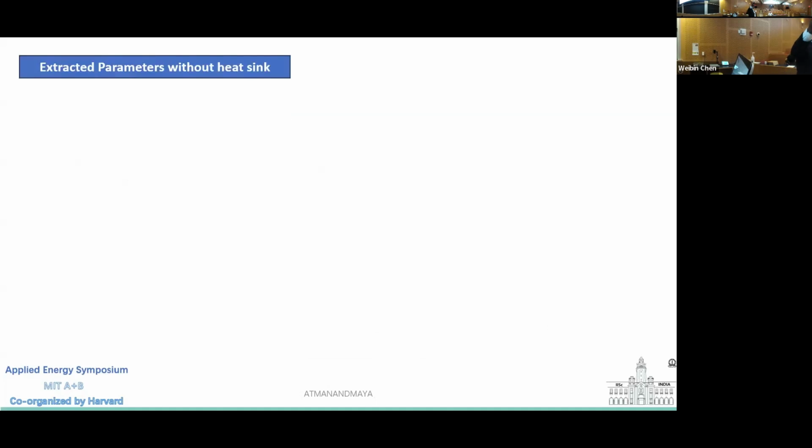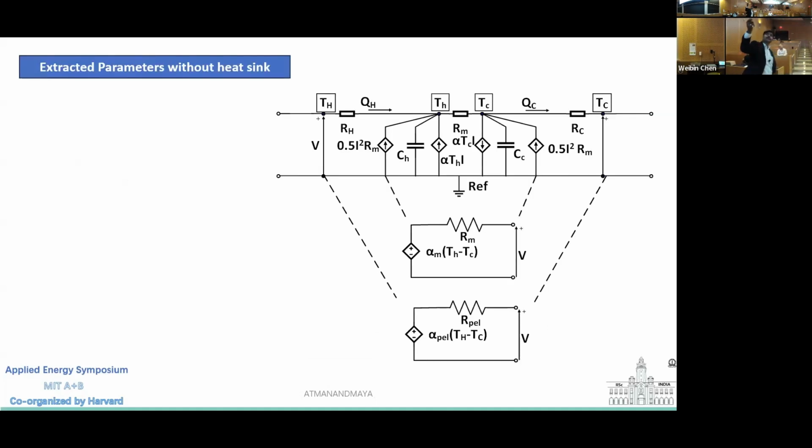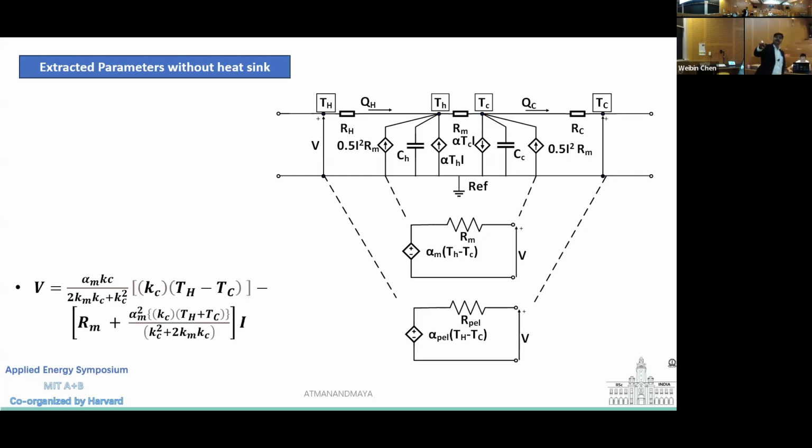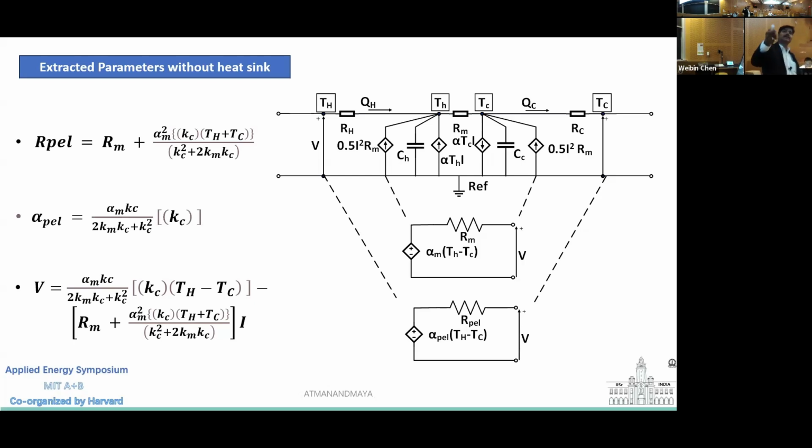Again, if we go for the case without heat sink, meaning without considering the upper part of the heat sink, I'm getting the thermoelectrical parameters like this. And here again, deriving everything, I get a voltage expression like this. And again, I will compare this term with the previous equation, and I will get a Peltier resistance like this and the Seebeck coefficient like this, which are all measurable parameters. If you put in the values, we can get the results.